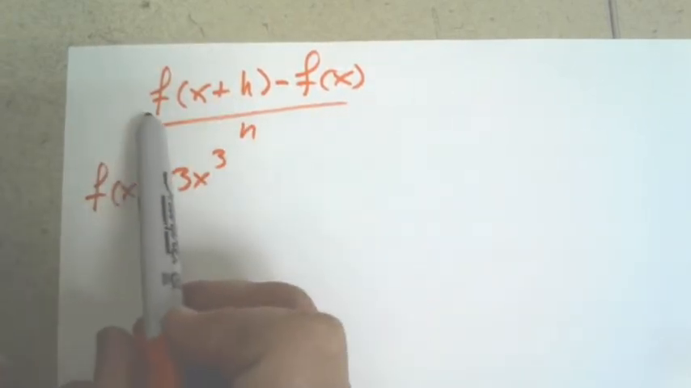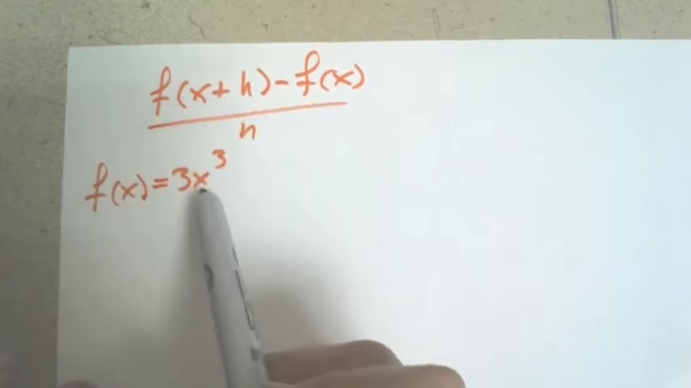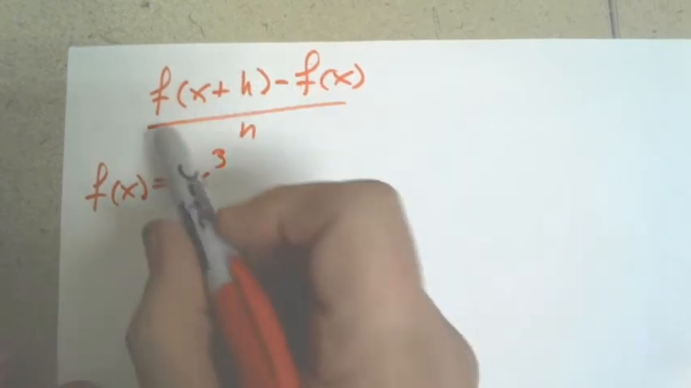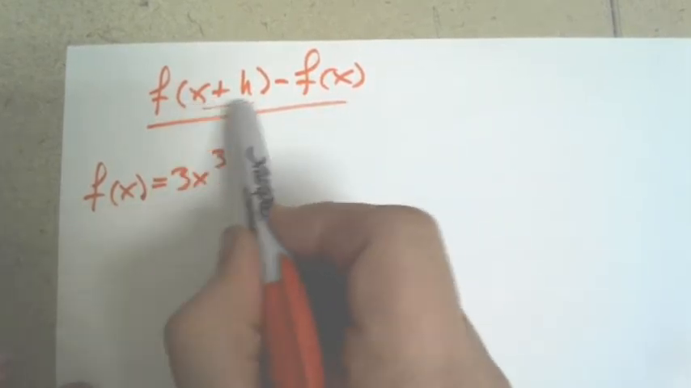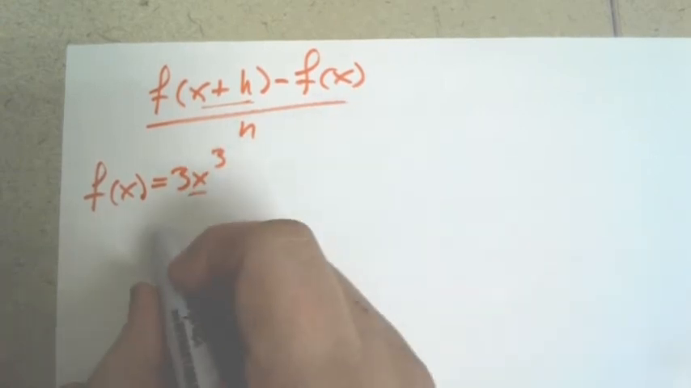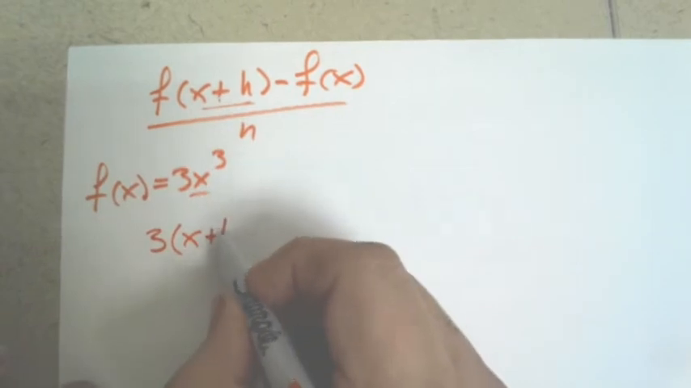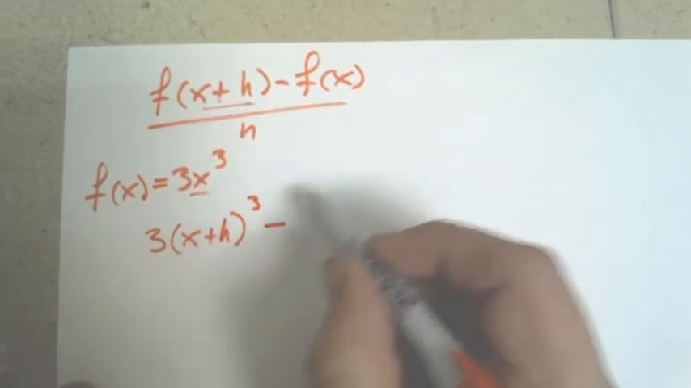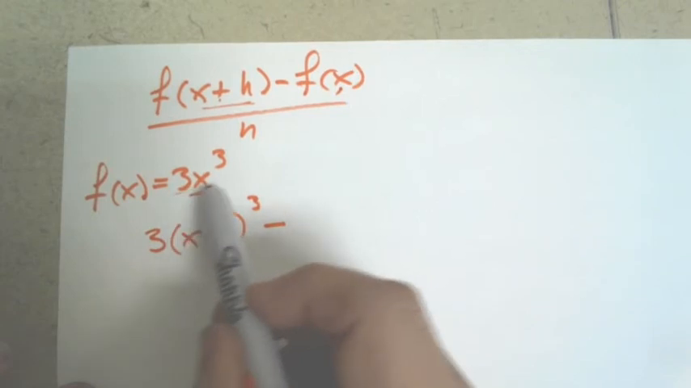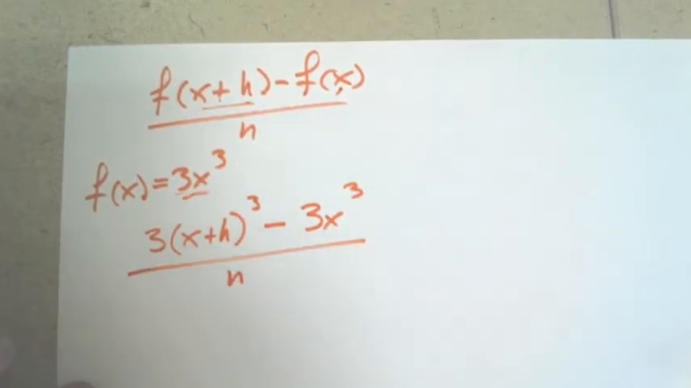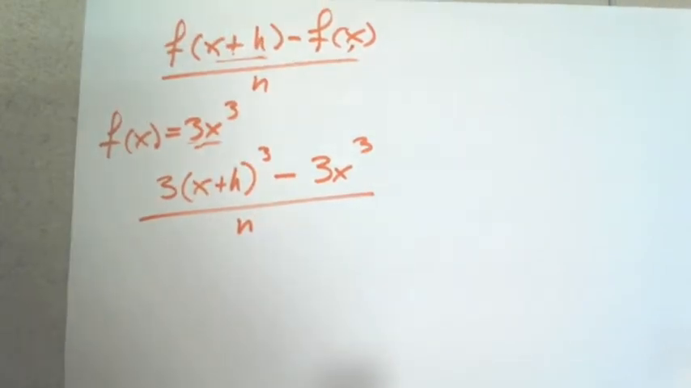So you're just evaluating this expression. This expression says, like if it was like f of 5, you'd put a 5 in. If this was minus f of 4, you'd put a 4 in. This is f of x plus h. So what goes in here is x plus h. 3 times x plus h to the third minus f of x, well, f of x is just this, 3x to the third, all over h. So that's evaluating the difference quotient.